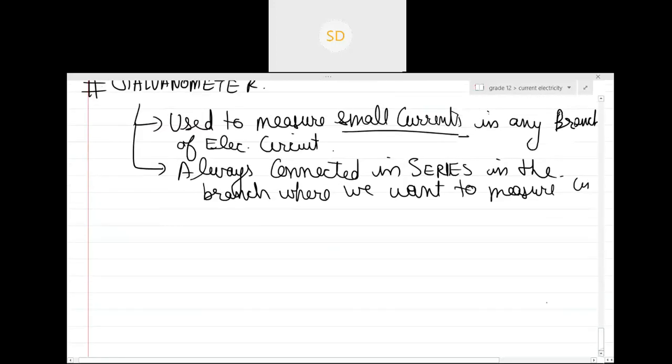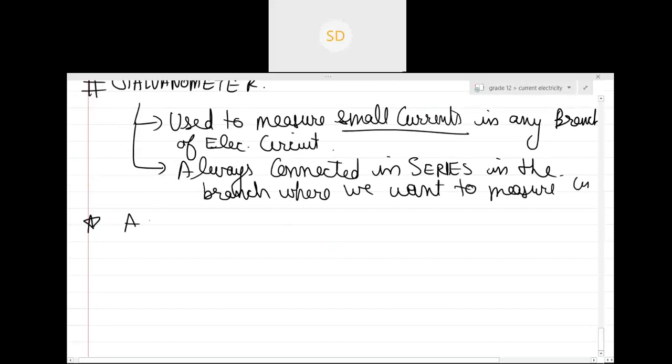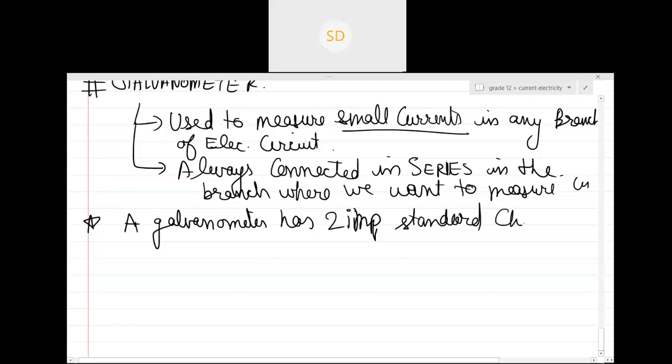Okay. Now, this point is very important. How do you study anything which is related with a galvanometer? So you can write, a galvanometer has two important standard characteristics. First is called the full scale deflection current.